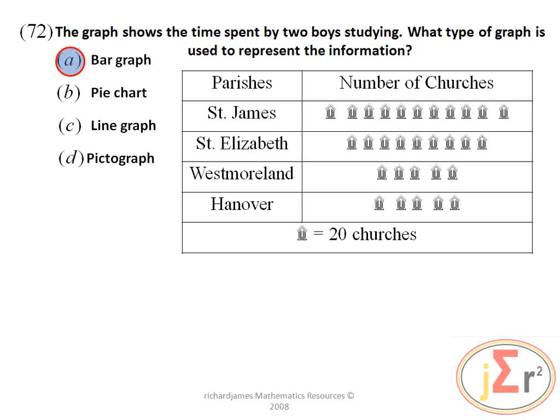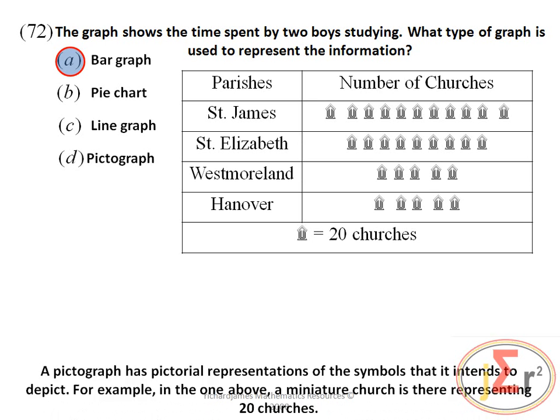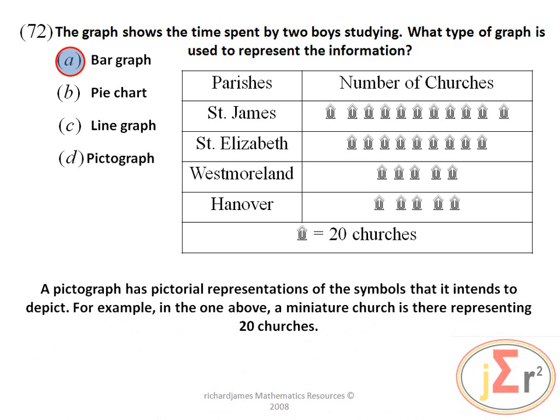The graph shows the time spent by 2 boys studying. That's the same problem that we have there. What type of graph is used to represent the information? And we have concluded already that it was done with a bar graph. So this that we have right there is an example of a pictograph. A pictograph has pictorial representations of the symbols that it intends to depict. For example, in the one above, a miniature church is there representing 20 churches.